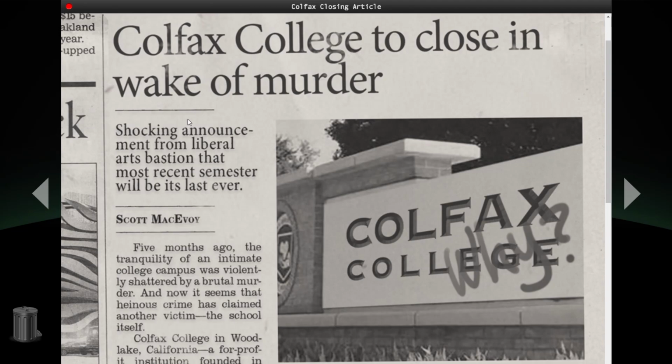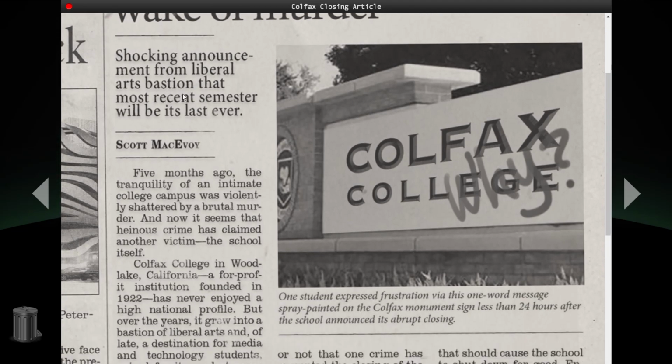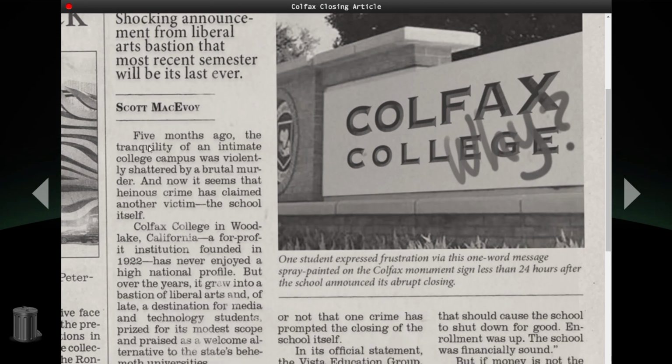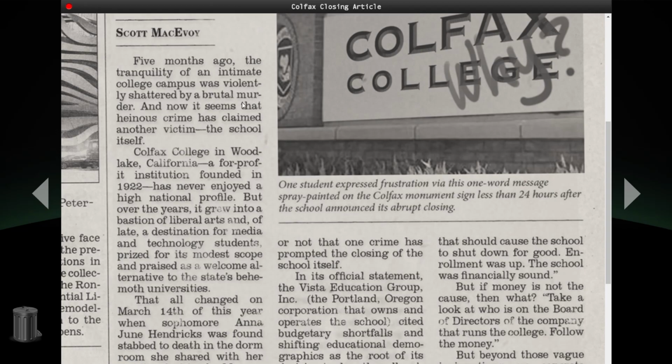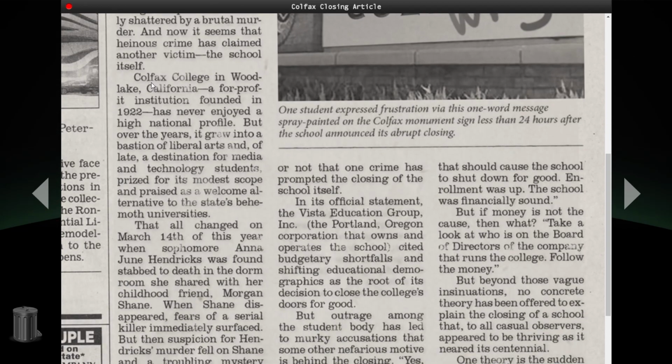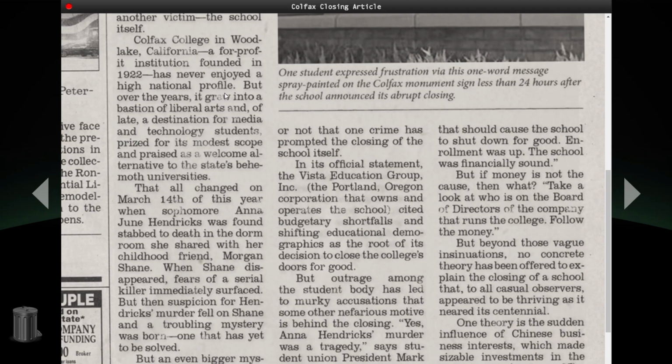Colfax College to close in wake of murder. Shocking announcement from liberal arts bastion that most recent semester will be its last ever. 5 months ago, the tranquility of an intimate college campus was violently shattered by a brutal murder. And now it seems that the heinous crime has claimed another victim, the school itself. Colfax College in Woodlake, California, a for-profit institution founded in 1922, has never enjoyed a high national profile, but over the years it grew? I'm supposed to say grew into a bastion of liberal arts and, of late, a destination for media and technology students.